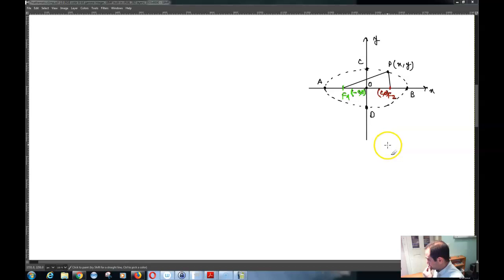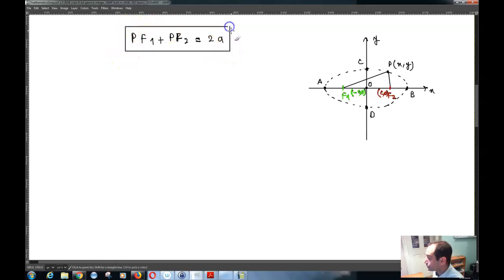Now, in the previous video, I suppose, we found some relationship between a, b and c in an ellipse. The first thing that we found was that if you have any point P on the ellipse, and you connect that point to F1 and F2, then PF1 plus PF2 is equal to 2a. This we found out in the previous video.